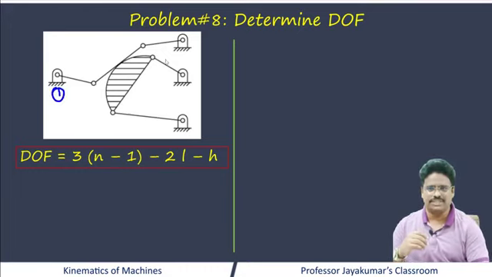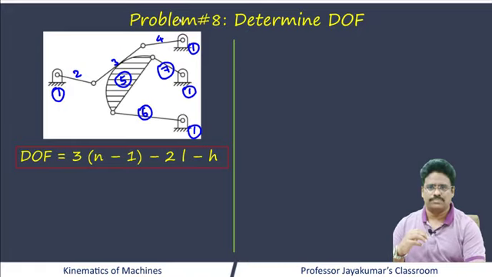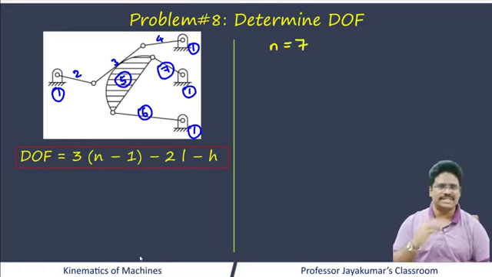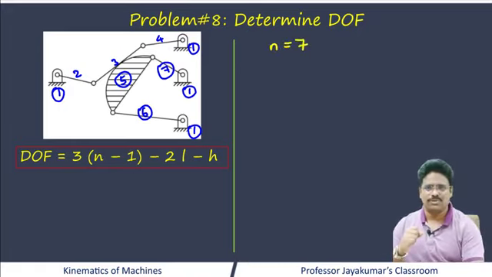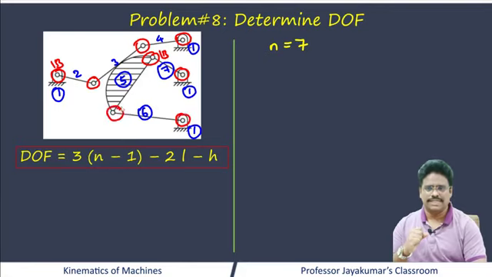First, numbering of the links. Obvious. So number of links n is equal to 7. Now let us see the binary joints. 1 binary, 2, 3, 4, 5. Is it a binary or ternary? Binary. 6, 7, 8. So we have 8 binary joints.